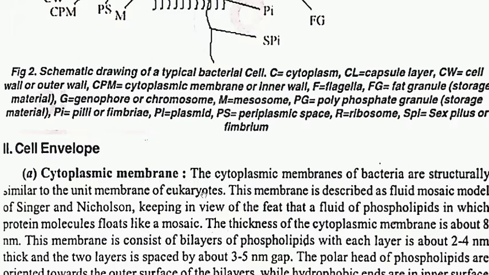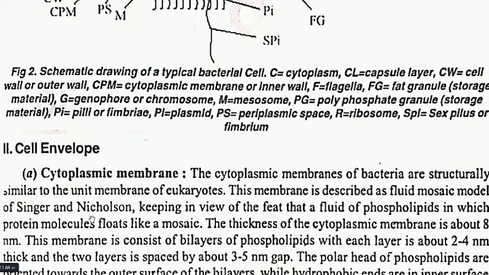So it is essential for the cell survival. Now another important model, which has been discussed by Singer and Nicholson, says that the membrane can be described as a fluid mosaic model. This is keeping in view the fact that the fluid of phospholipids in which the protein molecules float is like a mosaic. So it is known as the fluid mosaic model, which has been described by Singer and Nicholson.